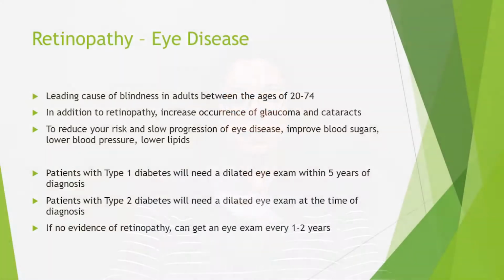Now let's dive a little deeper into retinopathy or diabetic eye disease. It is the leading cause of blindness in adults between the ages of 20 to 74. In addition to retinopathy, patients with diabetes get more glaucoma and more cataracts. To reduce your risk or slow the progression of eye disease, improve blood sugars, blood pressure, and lower lipids, triglycerides are notoriously hard on the eyes.